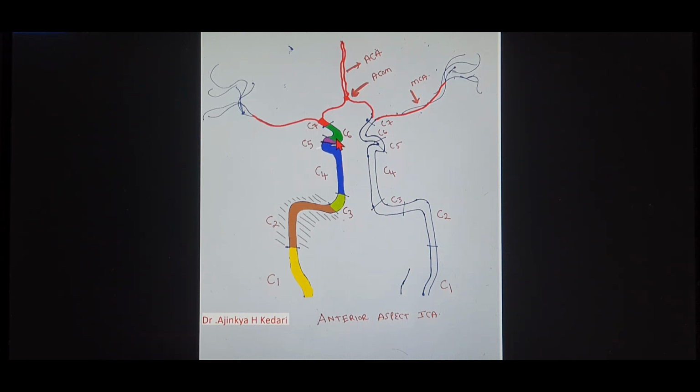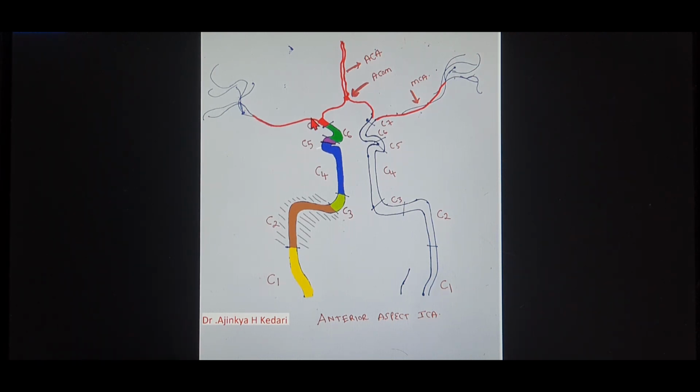The C6 becomes the intradural part, which is also called the ophthalmic part, and the C7, which is the intracranial part, that is, which goes inside the actual brain. That's the C7, also called the communicating part. So this is the part which divides into the terminal branches, as you can see over here.